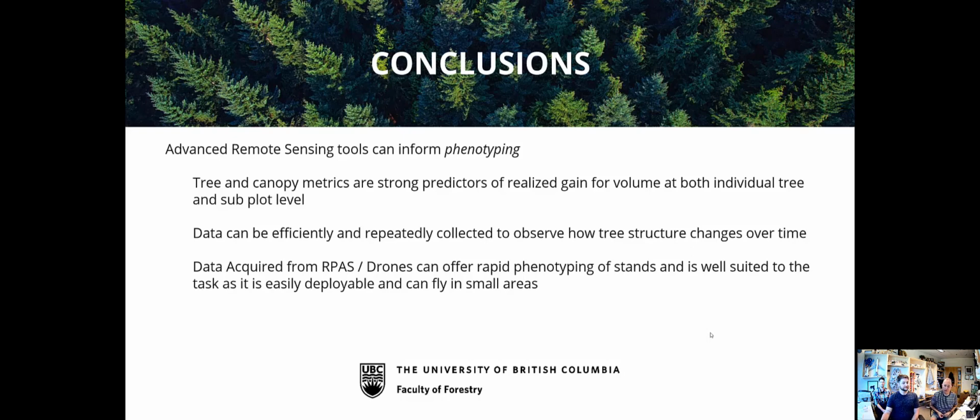Okay, so we hope you've enjoyed this insight into the work we've been doing here in British Columbia. I think advanced remote sensing tools are clearly showing they can help inform phenotyping at a range of different spatial scales, from individual tree to the stand. The data that we can collect is robust and can be used over a period of time to actually see how these forests are changing, which provides additional insights. And the platforms we can use are also highly innovative, from drones all the way through to satellites.